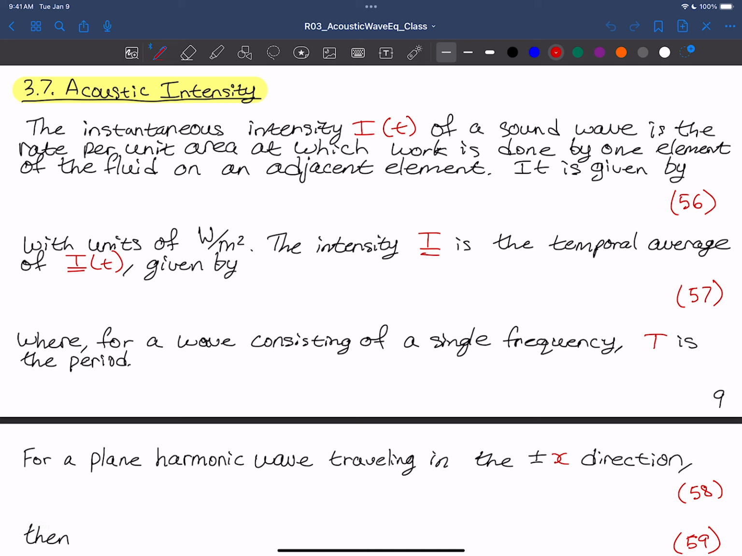Hello, welcome back to MEC 416/816 Engineering Acoustics. In this video, we're going to go through what is known as the acoustic intensity.